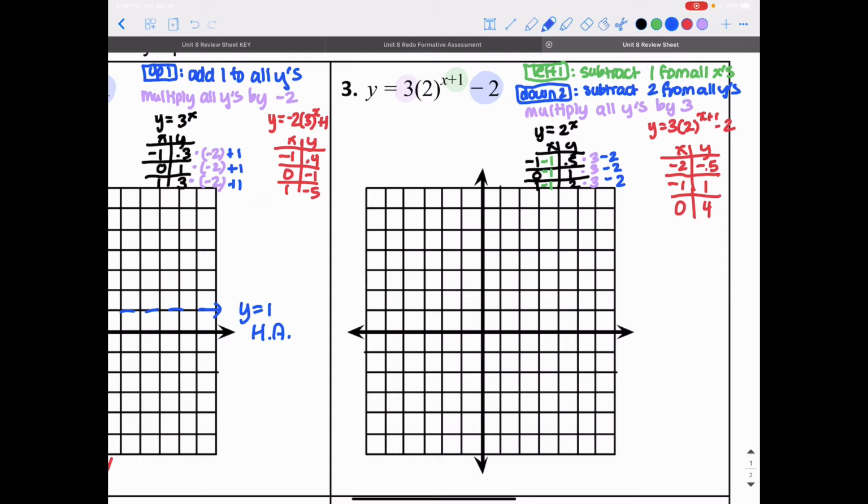And before I plot these points, I'm going to decide what's my new horizontal asymptote, and it's at -2 since everything is shifting down 2. And that's my horizontal asymptote. And then I'm going to plot these points. So I have -2 and -0.5, -1 and 1, and 0 and 4. And then I'm going to connect these, making sure I don't touch the horizontal asymptote.